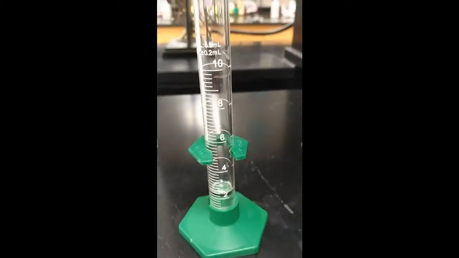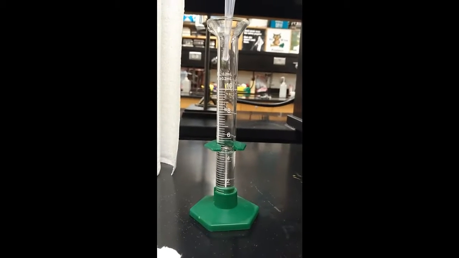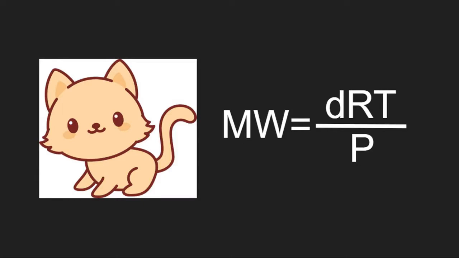The objective of this experiment is to find the molecular weight of an unknown gas, then find the identity of the gas. Pre-lab question 1 is, what is the equation used to find the molecular weight of a gas? The equation is M equals dRT over P.